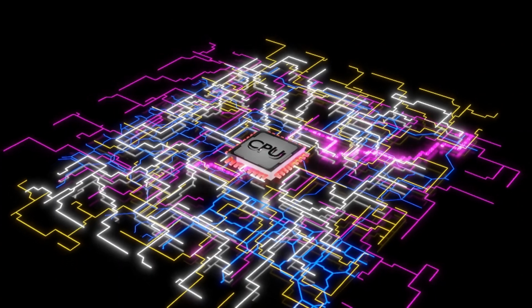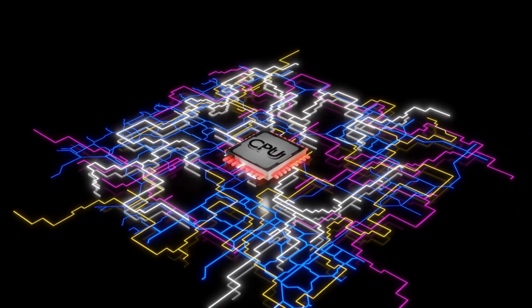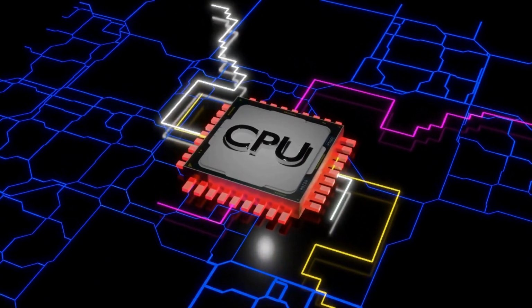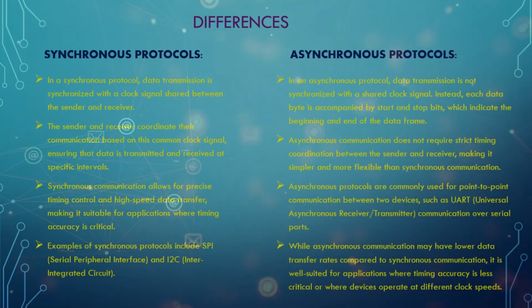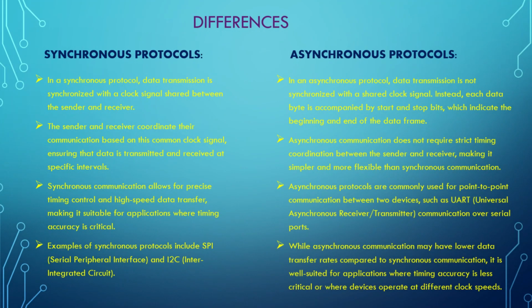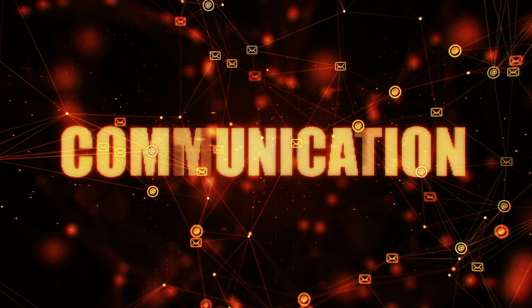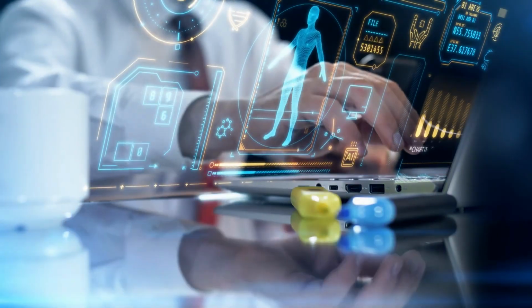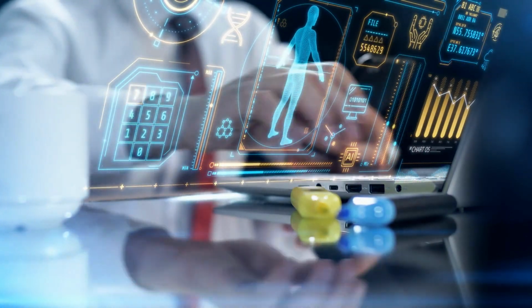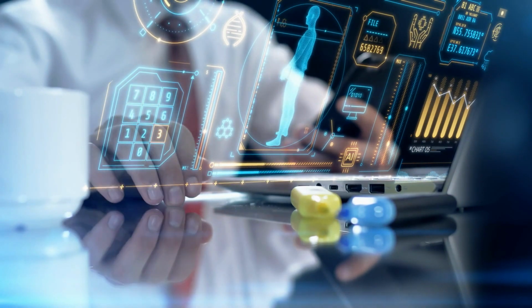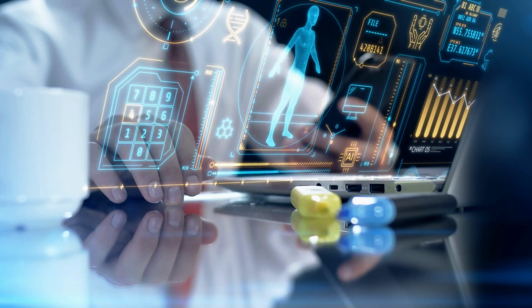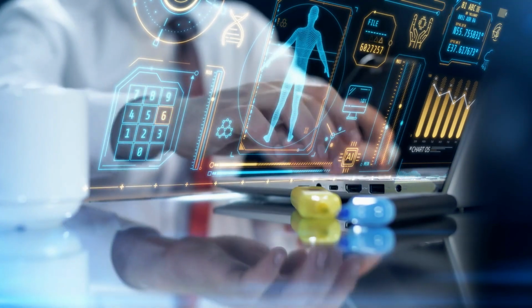To truly grasp these terminology and communication protocols, it's important to understand the key distinction between synchronous and asynchronous communication. Here are the differences. Please pause your video and go through it. Now, let's explore some of the common protocols utilized in embedded systems. We'll delve into UART, SPI, I2C, and CAN, gaining a comprehensive understanding of each one as we progress.